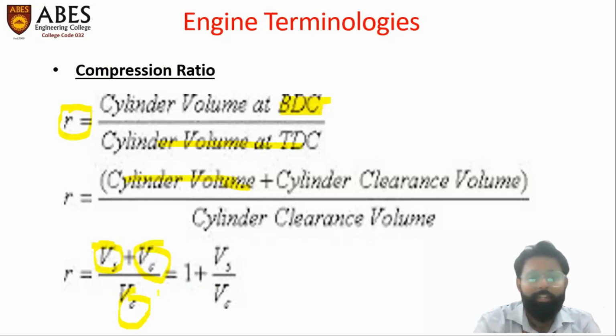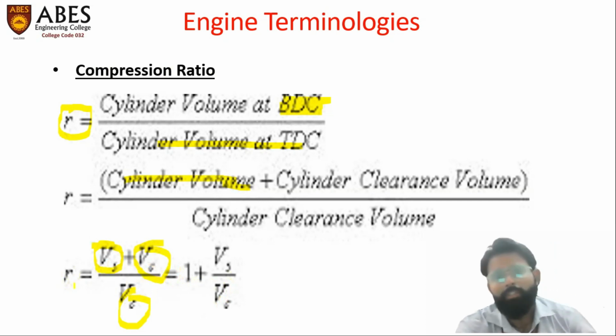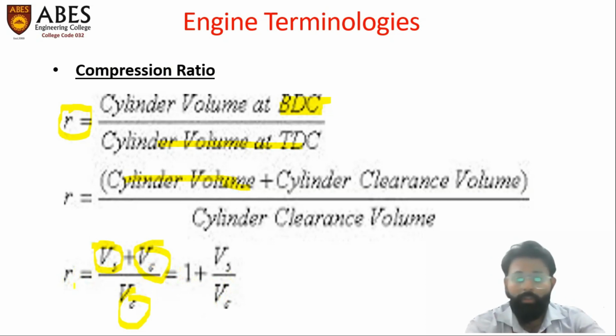Then we can divide it by the mathematical rule. So VS by VC plus VC by VC, and VC by VC will give us 1. So 1 plus VS by VC will give our compression ratio. All right. So the ratio of the volumes plus 1 will give us the compression ratio. So these are basic terminologies which are necessary to understand the engine configuration and the later concepts of the internal combustion engine.